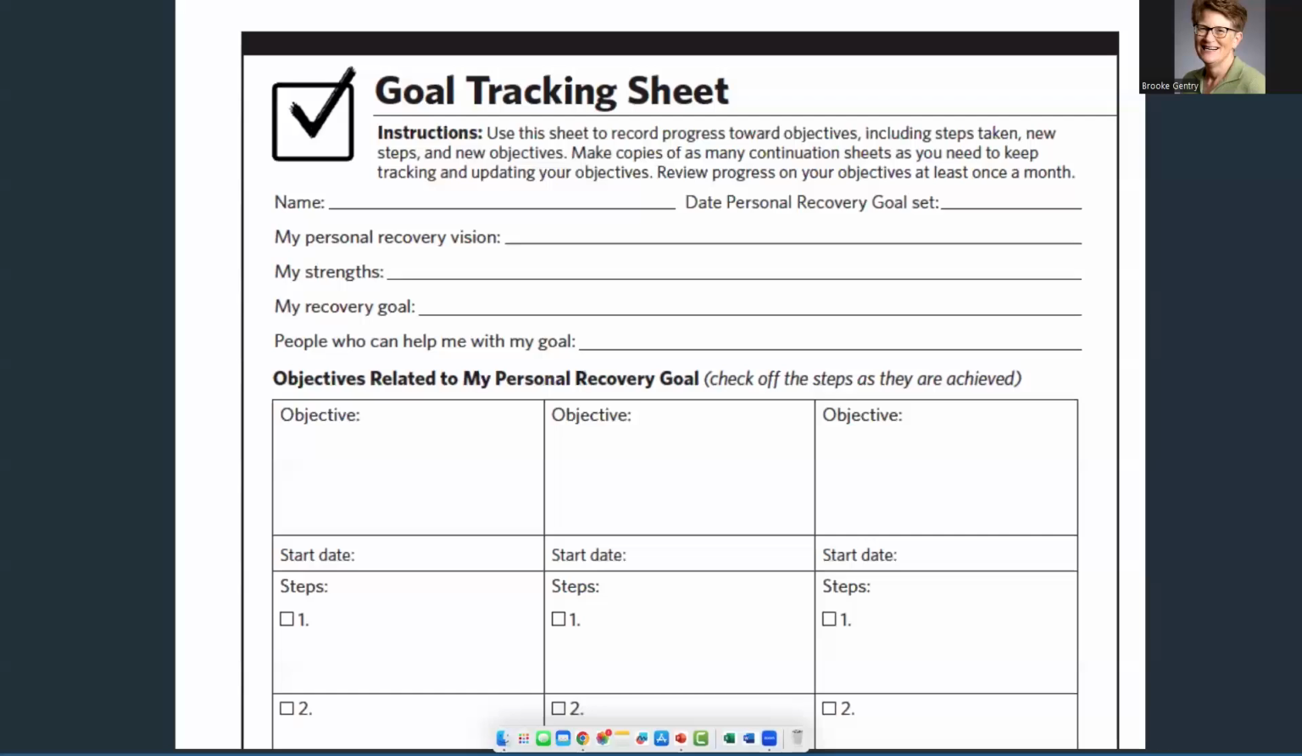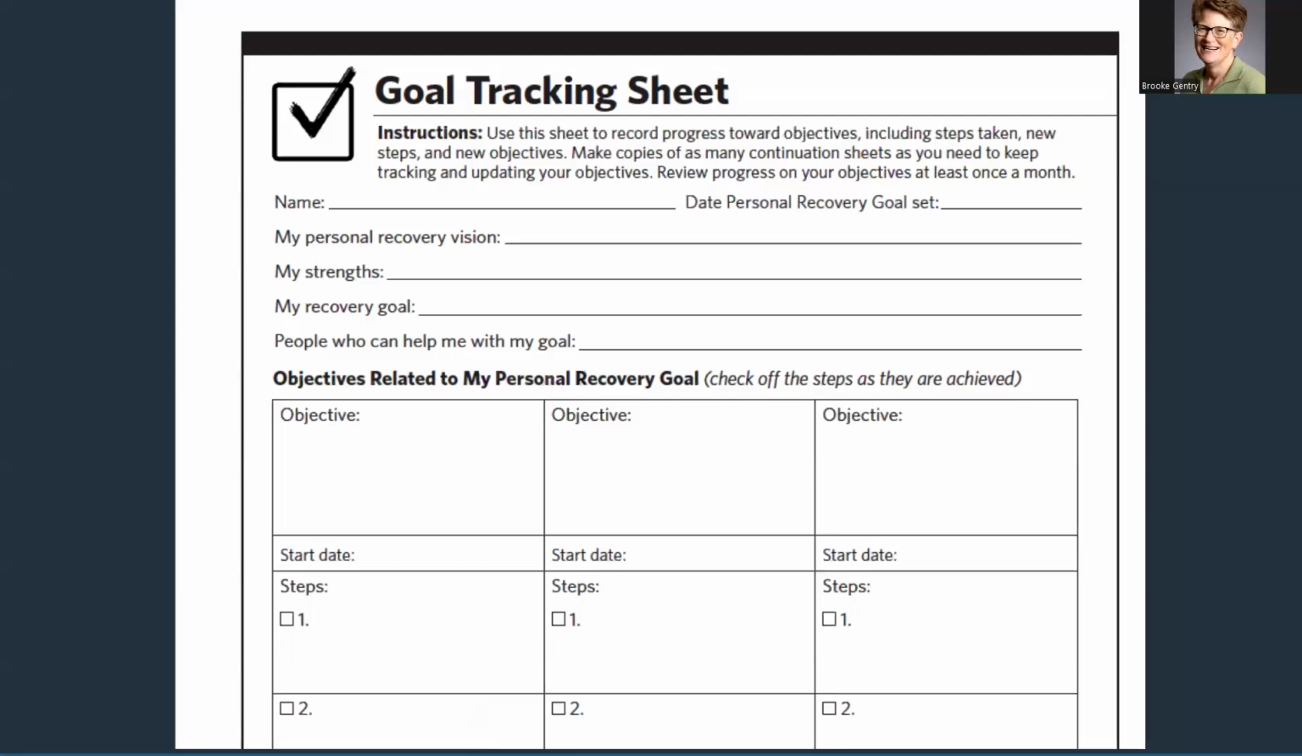This is what the goal tracking sheet looks like. It shows up in module 1 in the manual, and it's where, once we define that recovery vision with our clients, they are listing it out here. If your client is not a worksheet person, we're flexible, right? We don't use worksheets with people who don't necessarily want to use worksheets, but this is a nice way for people to have a tangible idea of what they're doing. Then strengths, recovery goals, how you're going to get to that vision, right? People who can support, and then we break everything down into objectives and steps to help reduce anxiety and make goals more tangible for people.